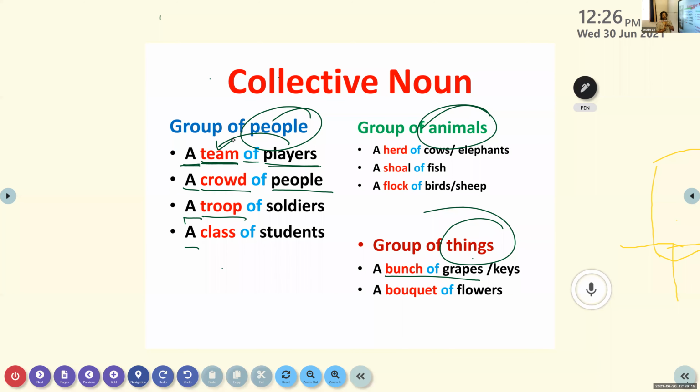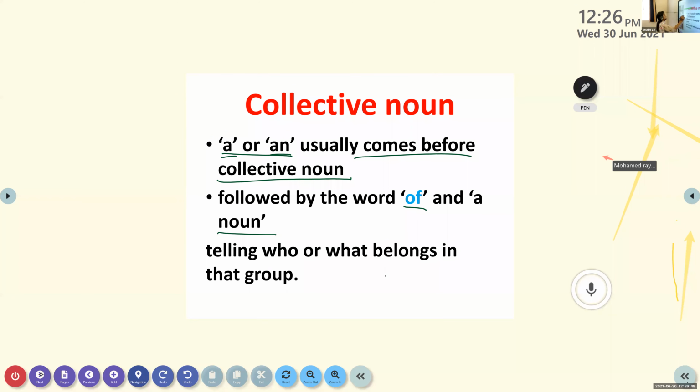A team of players, a crowd of people. We can use any of the articles, a, an, or the, according to the collective noun used. Okay, children. Usually the T is a consonant, so we have to use the article a before it. So a team of players, a crowd of people, a group of soldiers, a class of students. Okay, so this is the way we write the collective noun. Clear to all of you? Clear? So all of you, please have a look at it.